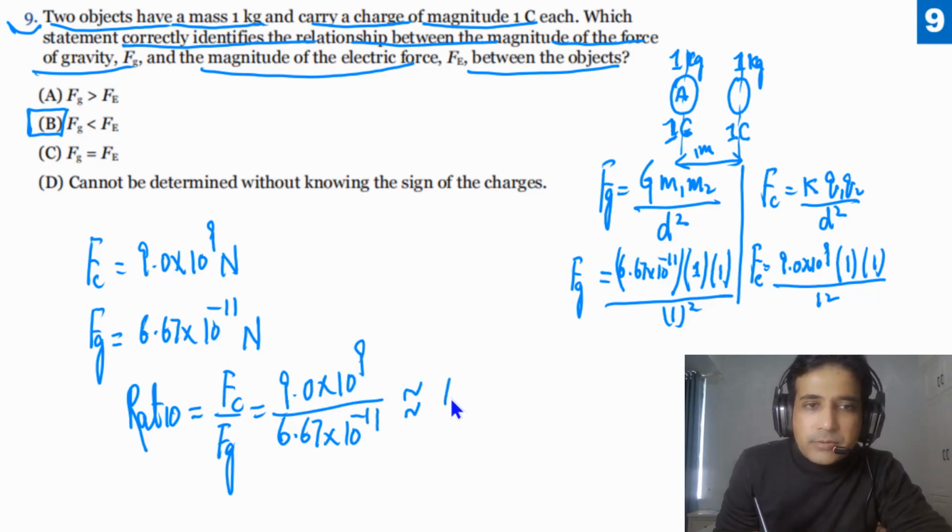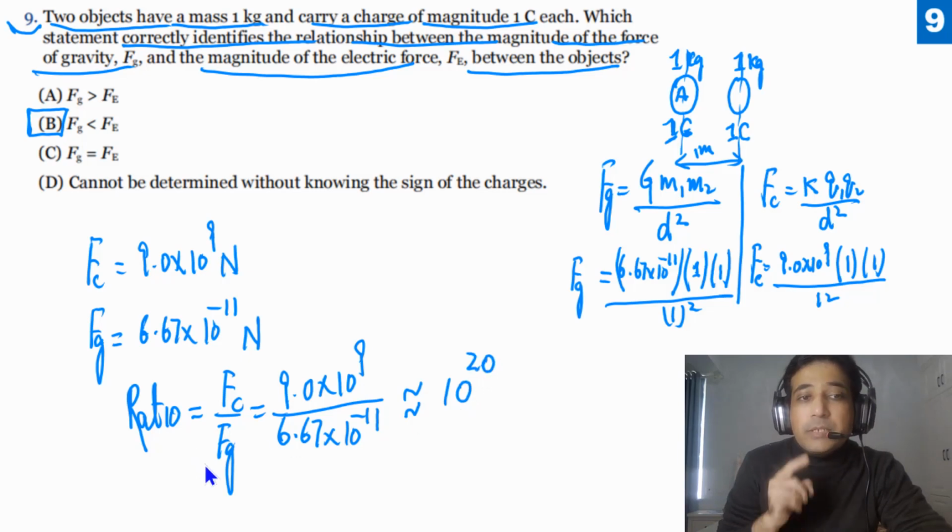The electric force is about 10 to 20 times greater than gravity. So you can also calculate the ratio between these two forces.